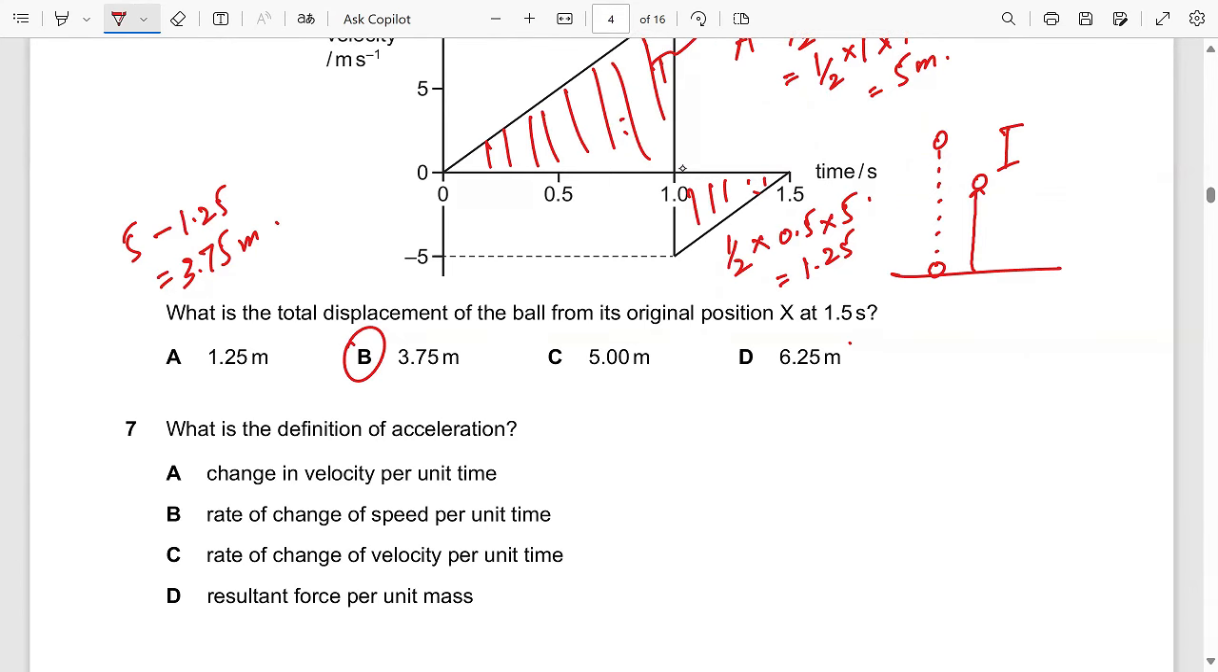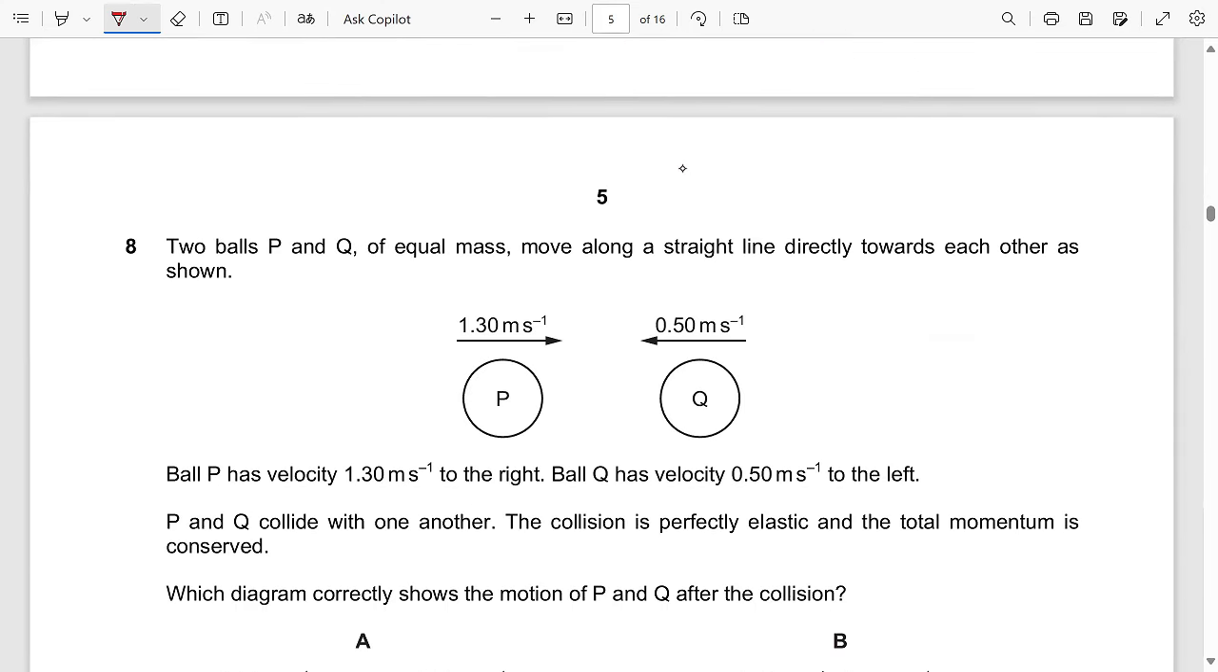So this is the most simple question. The answer is A. It's the change in velocity. A, change in velocity per unit time, acceleration. Now come to question number 8.